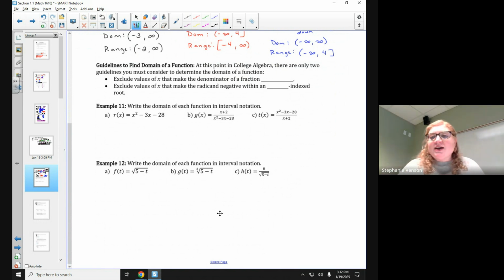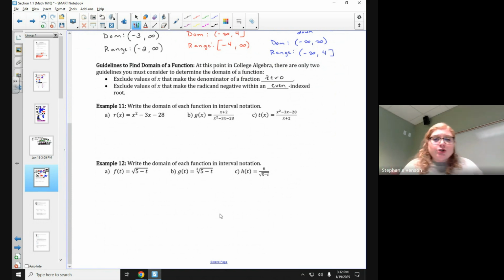Okay, first guideline is your first bullet point. Exclude values of x that make the denominator of a fraction 0. Okay? Exclude values of x that make the radicand negative within an even indexed root. Okay, that's a lot to talk about, so I think it would be easier if I showed you this within an example.